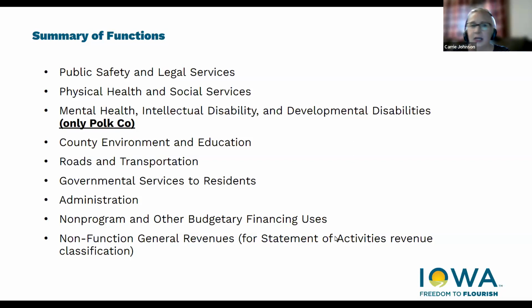Roads and transportation, that would be most of your secondary roads activities. Governmental services to residents, that would be services that you're providing your residents, administration, your board of supervisors expenses, that sort of thing. Non-program and other budgetary financing uses, that's a pretty narrow area, and that would be like your capital projects expenditures. Non-function general revenues, that's really just for the statement of activities classification in your financial statements.